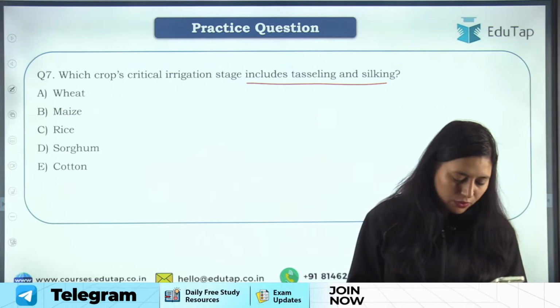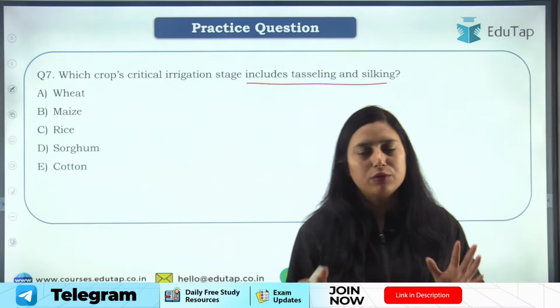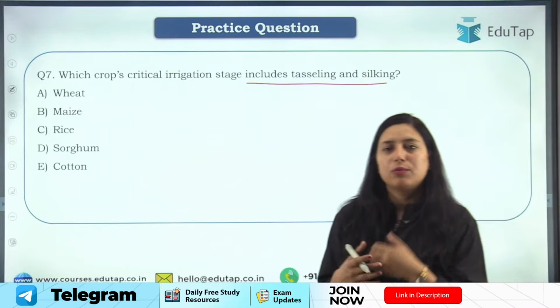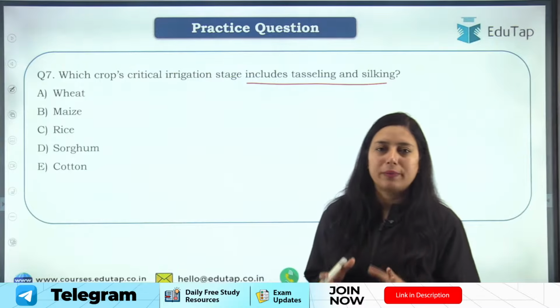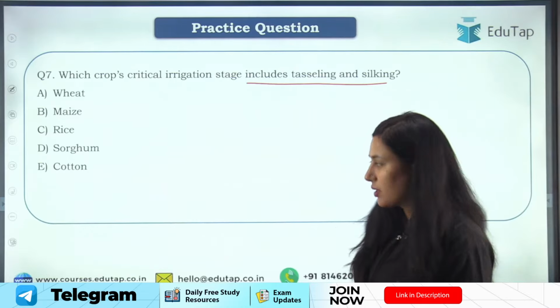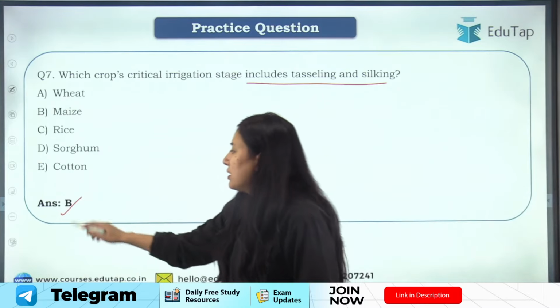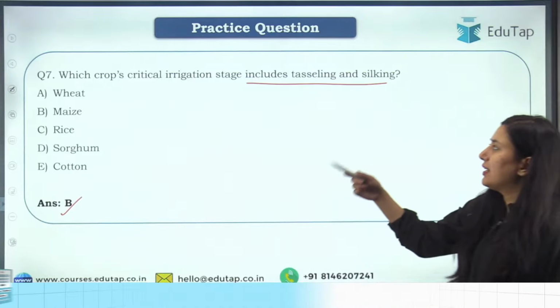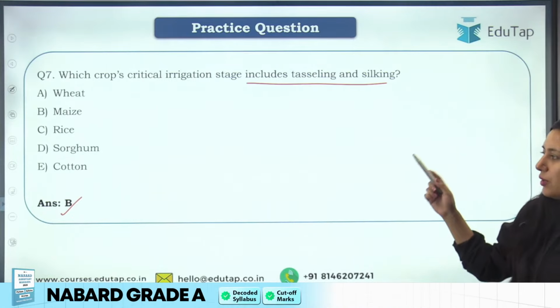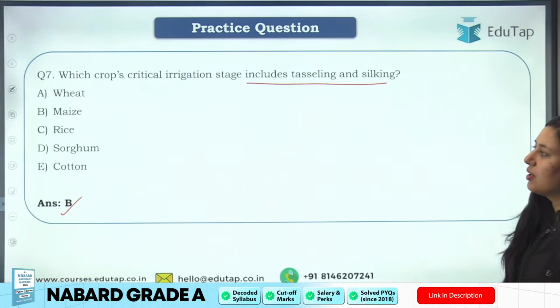Okay. So Rekha, I have told you what you have to focus on, which part you have to focus on more if you want to prepare for this exam. Chalo. So the answer here will be maize. In maize, basically tassels and silk form. So tasseling and silking is the critical stage of maize.